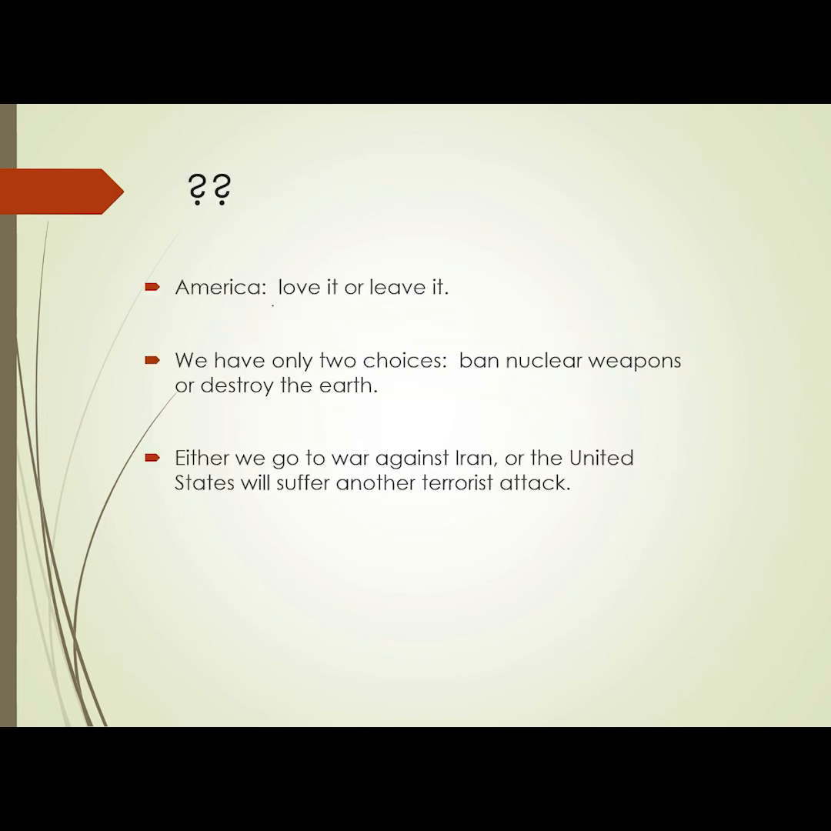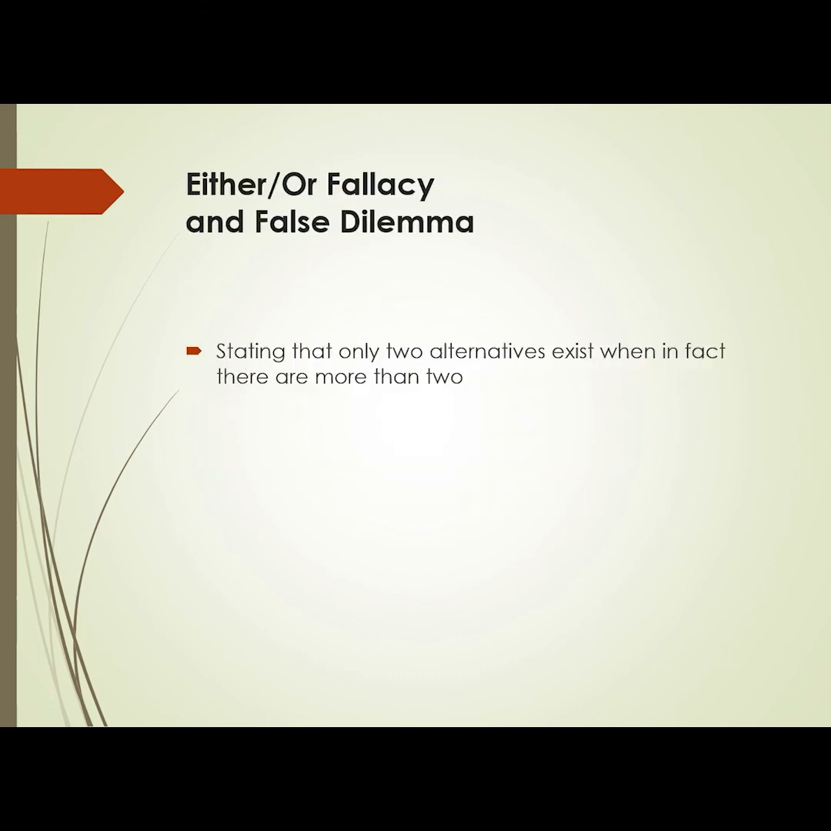America, love it or leave it. Drawing a line in the sand right there. You only have two choices: ban nuclear weapons or destroy the earth. Either we go to war against Iran or the United States will suffer another terrorist attack. So we're talking about two choices in all of these, which would be either-or fallacy, false dilemma, black or white, false dichotomy, all those types of examples.